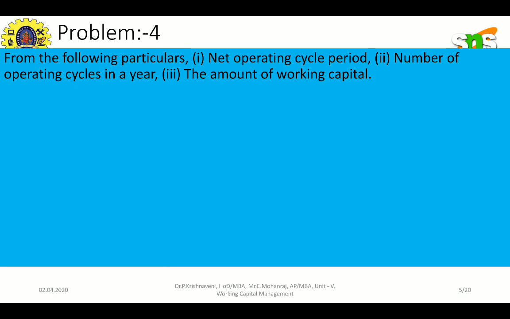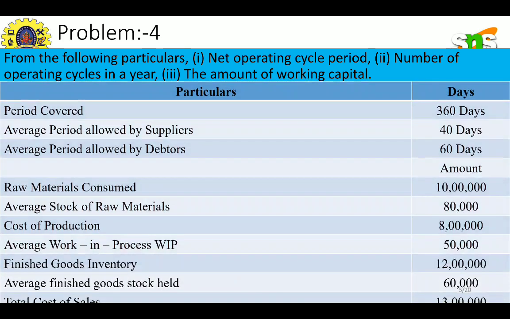Then problem number 4, let's see the question. From the following particulars, find the net operating cycle period, the number of operating cycles in a year, and the amount of working capital required. All three we want to find out in this particular problem. The particulars are given below. For example, the period covered is 360 days, not 365 days. In this problem, we are considering only 360 days.